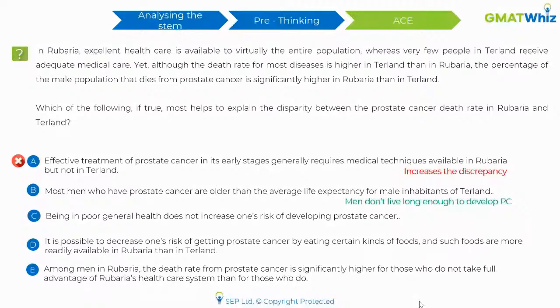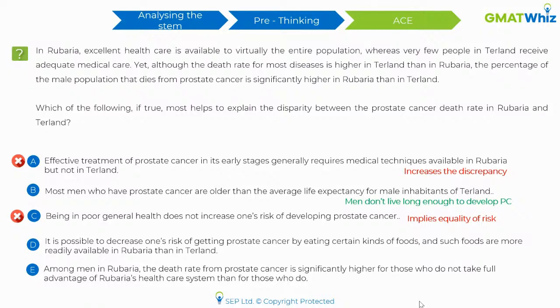I'm going to move to C. Being in poor general health does not increase one's risk of developing prostate cancer. This actually implies that the equality of risk is there in both Thailand and Ruberia. That doesn't explain why the death rate is higher in Ruberia and lower in Thailand for prostate cancer. So C is also out. It says that being in poor general health does not increase the risk, so the risk is the same whether you are in good health or not.